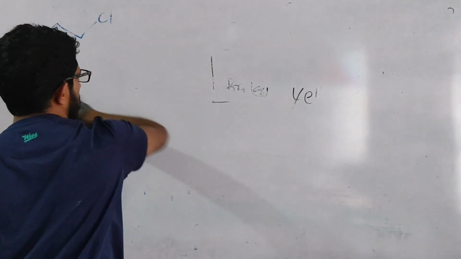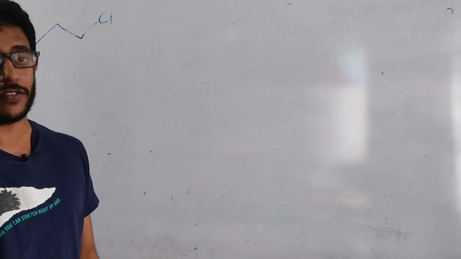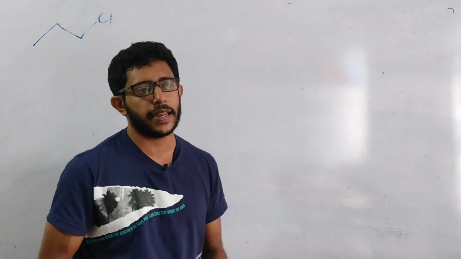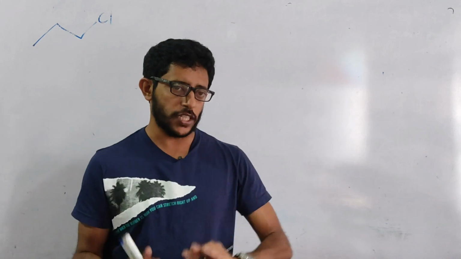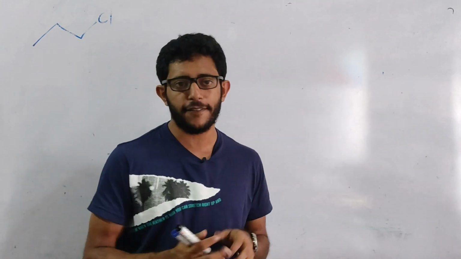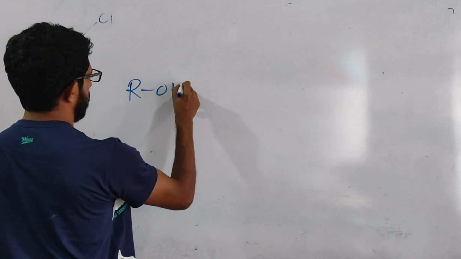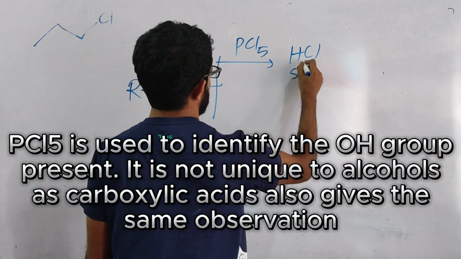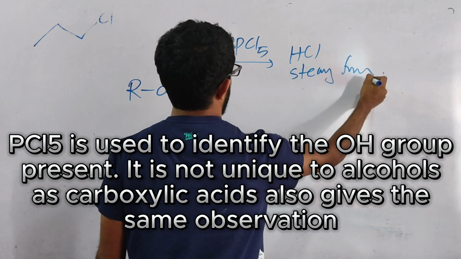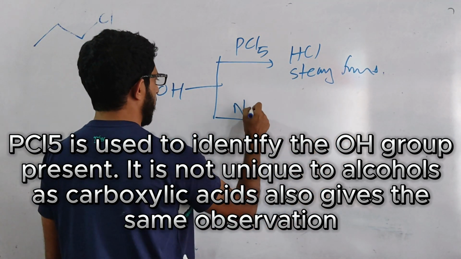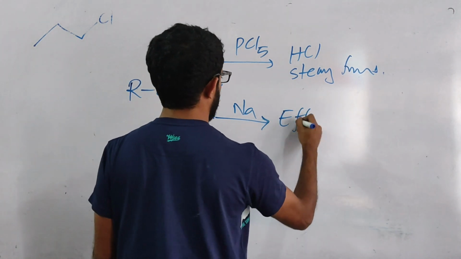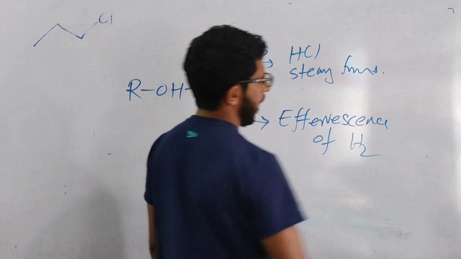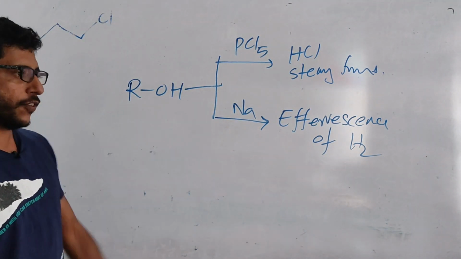Right. Then how do we identify alcohols, or in fact the OH group present? To identify the alcohols, we have two tests. One is addition of sodium. It gives effervescence of hydrogen. When you add PCl5, it gives steamy fumes of HCl. So two tests to identify alcohols. Say we have an ROH: addition of PCl5, we get HCl, so steamy fumes of HCl. Or we can add sodium, that gives effervescence of hydrogen. So those are the two tests we can use to identify alcohols.